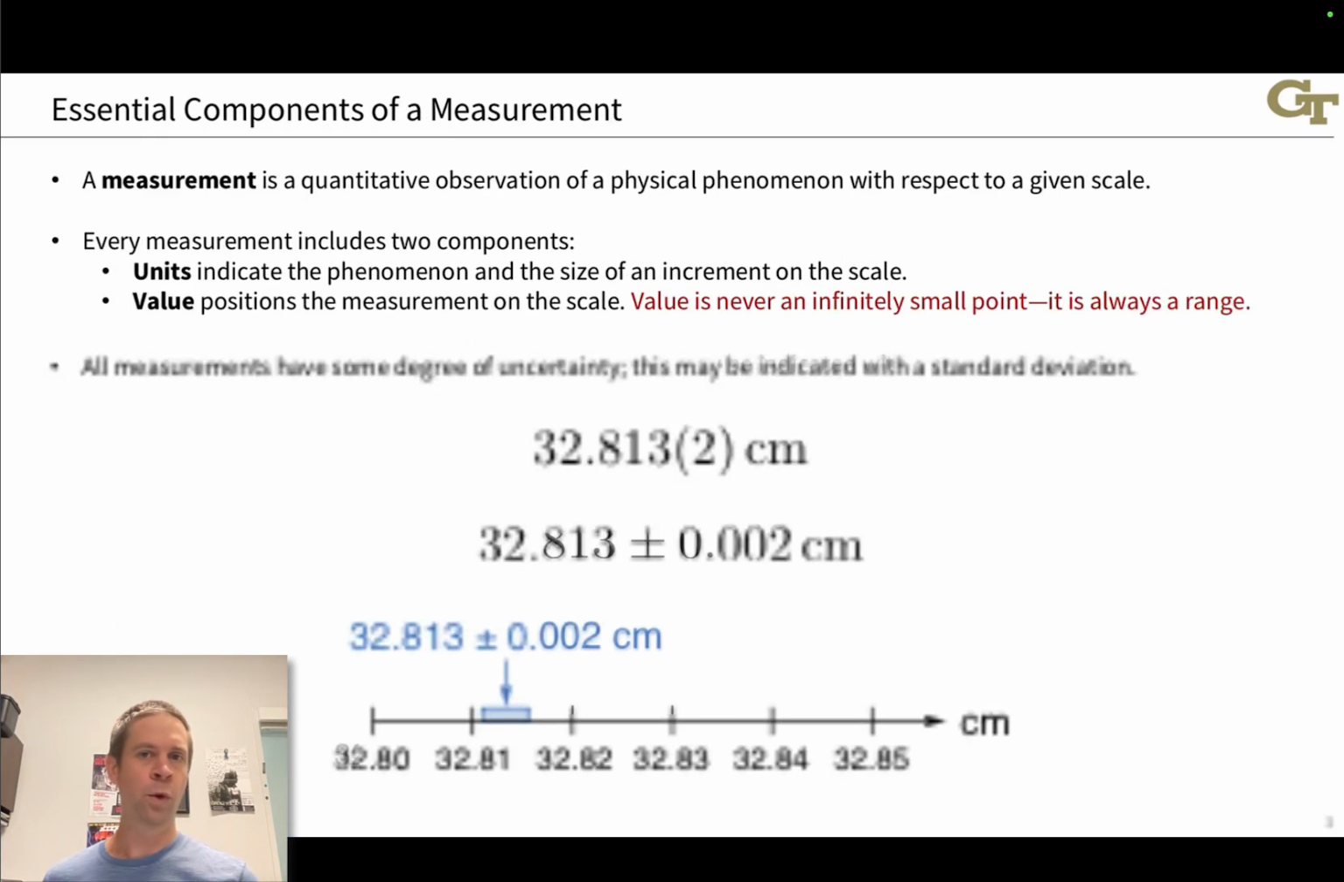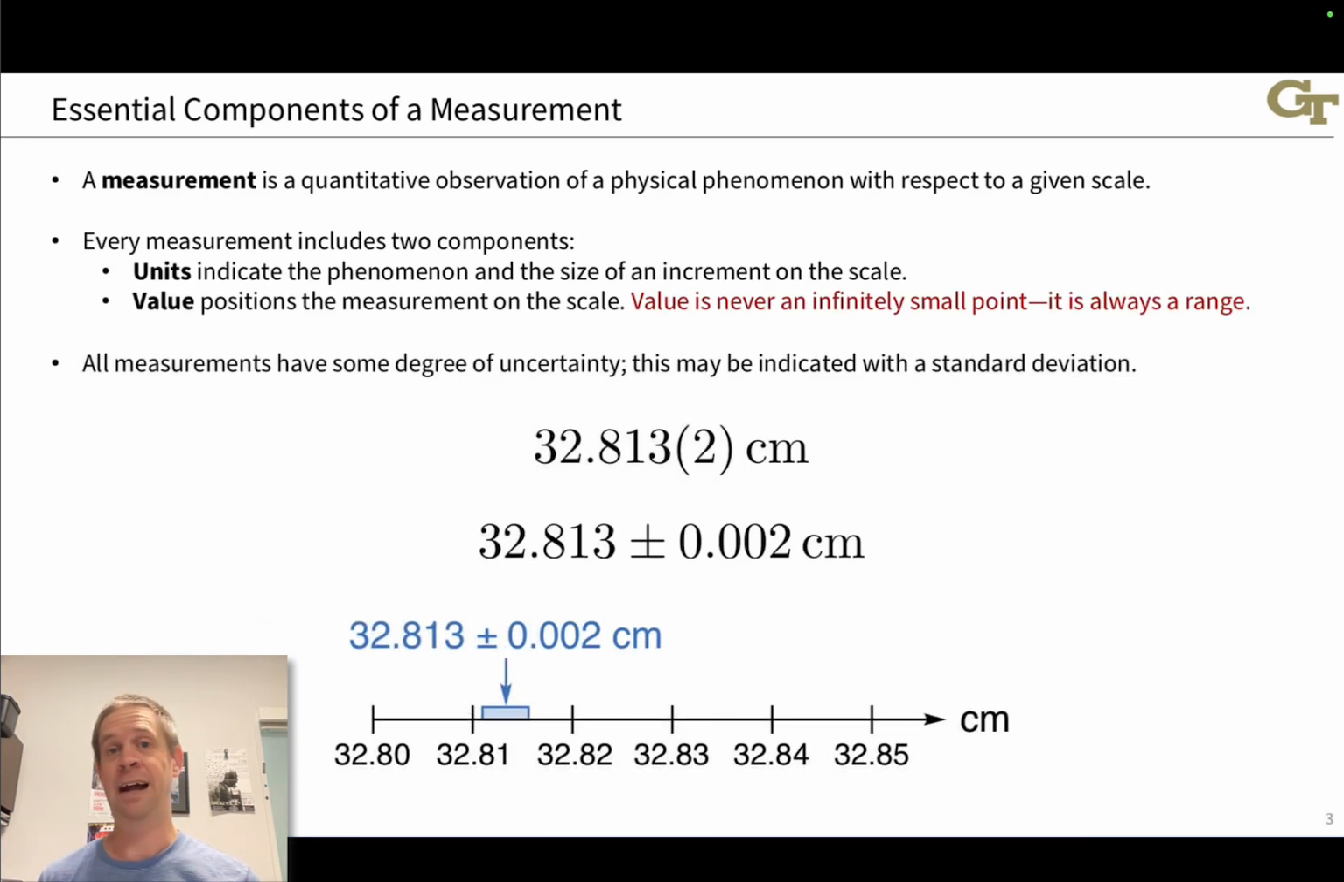Let's start, though, with the components of every measurement, what a measurement is. A measurement is a quantitative observation of a physical phenomenon with respect to a given scale, and by the scale here, we really mean the unit defines the scale. So you can think of a measurement as laying down or referring to a specific chunk of a number line where the tick marks on the number line are defined by the units we're using.